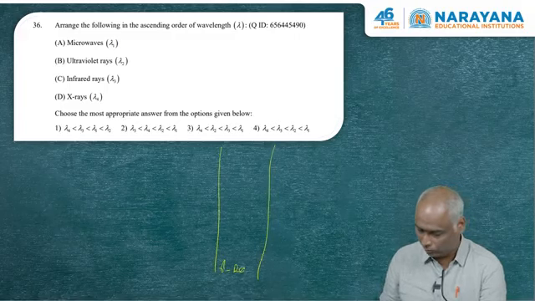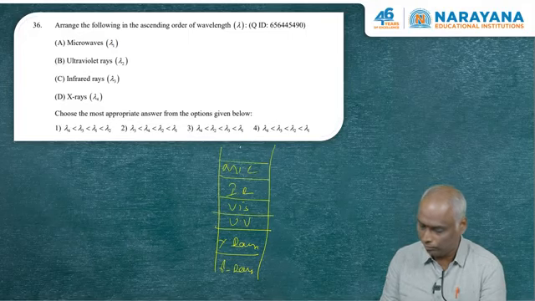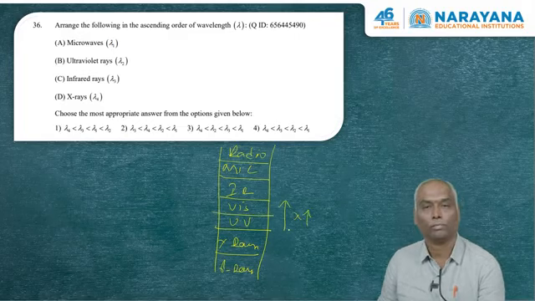gamma rays, X-rays, UV, visible, infrared, micro, and the last one is radio waves. So whenever we go up in this order, the value of lambda is going to increase.